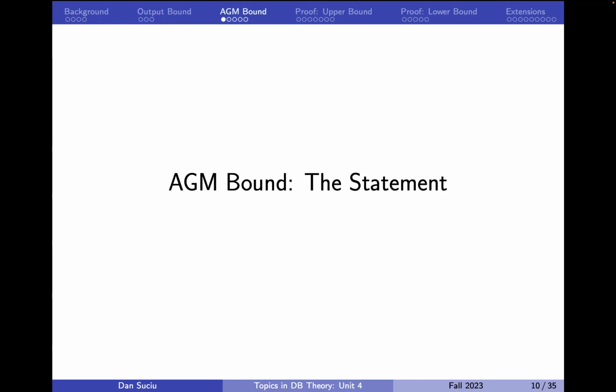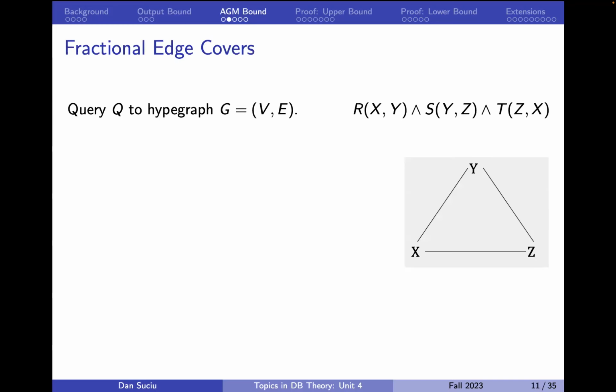Okay, so let's discuss it. So the statement of the AGM bound, and then I will show you both proofs, both of the upper bound and why this is tight, the proof of the lower bound. So we need to talk about fractional edge covers. Most of you know this.